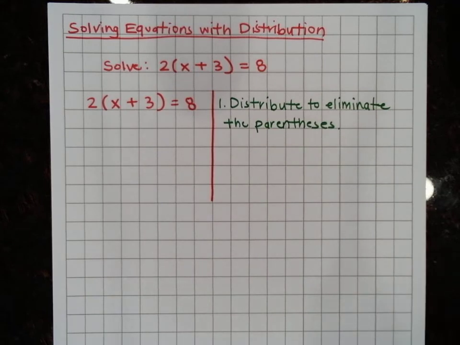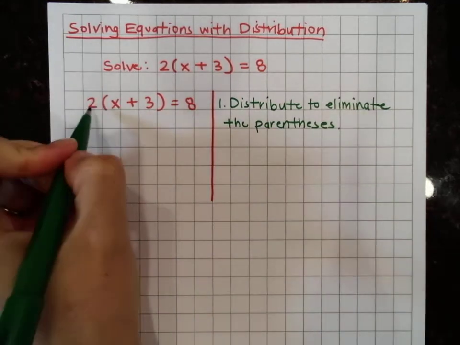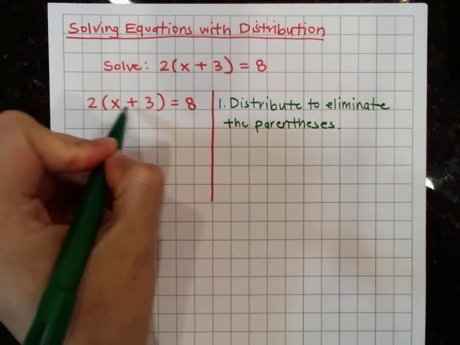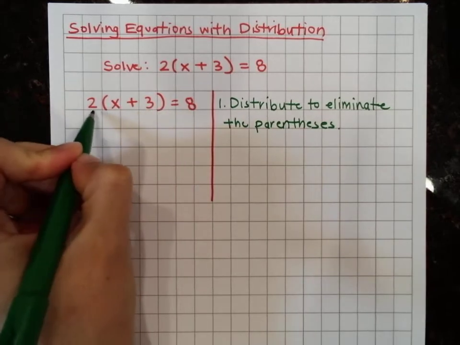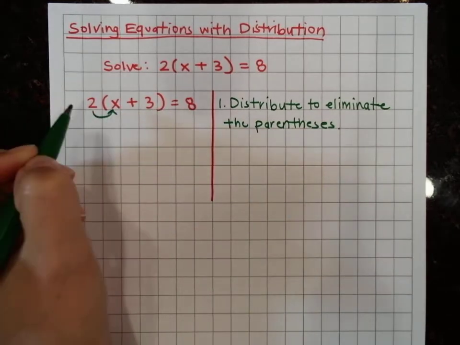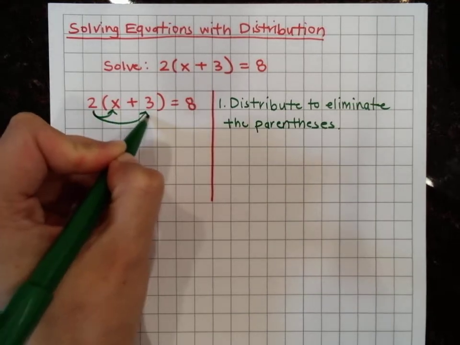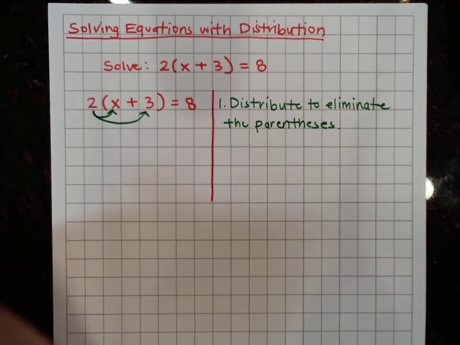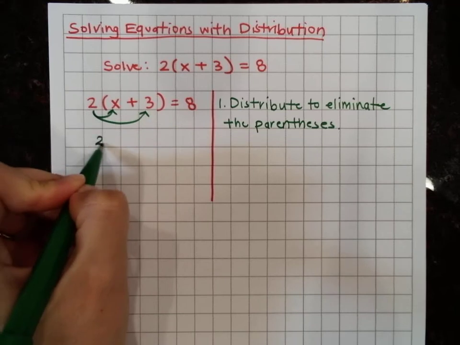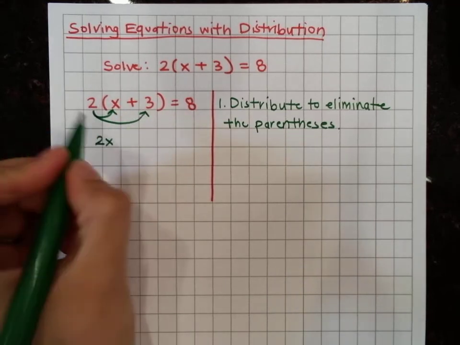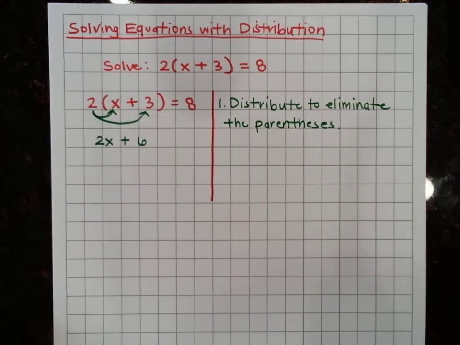Okay, so when you distribute, you want to be really careful because the 2 is being multiplied by everything inside the parentheses. So you can't just multiply 2 times x. You also have to multiply 2 times 3 as well. And so 2 times x gives us 2x, and 2 times 3 gives us positive 6. And that's still going to equal 8. So that was our distributing. That's the new step for today. Once you do that, it's just solving a two-step equation.